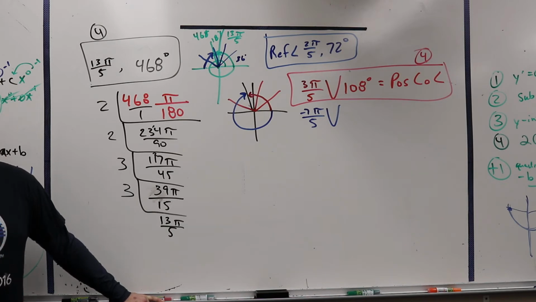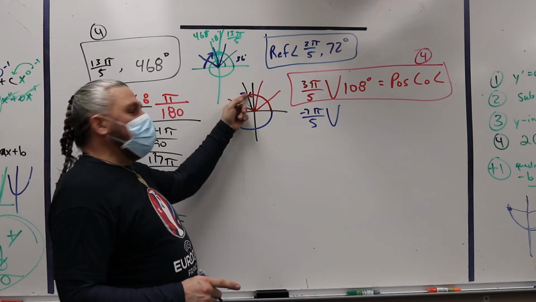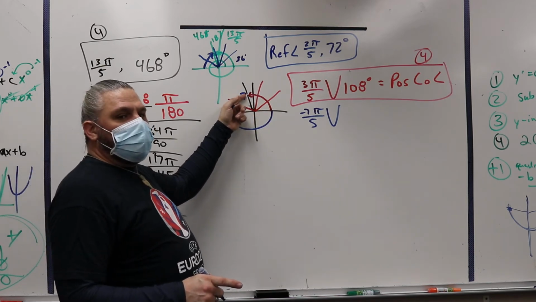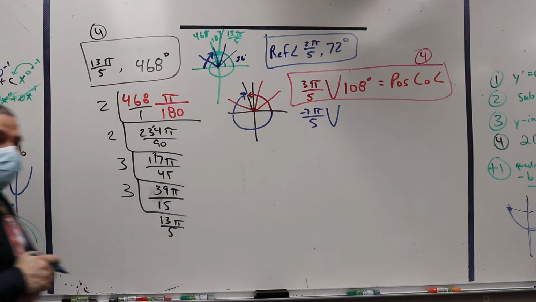Okay, so looking at my graph, you go around this way once, that's 5. And then counting up to 6, 7. Oh, I started from the wrong side. Okay, that's cool. But you get it now, right?